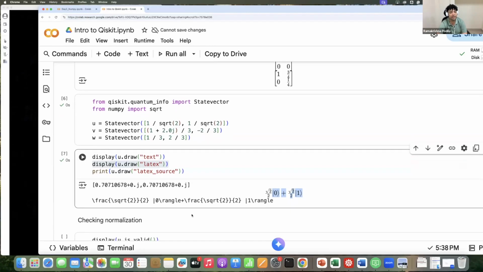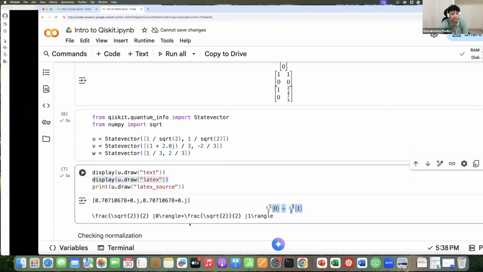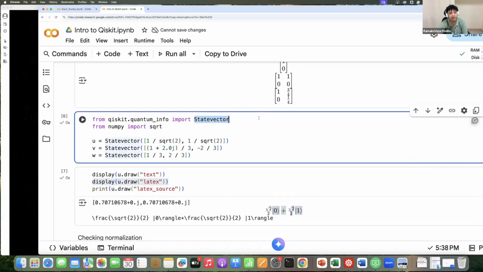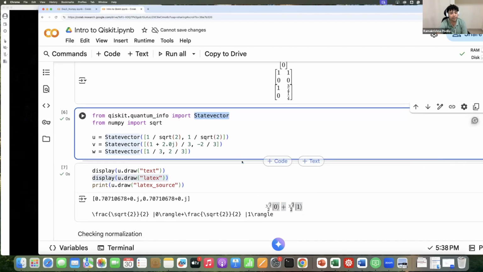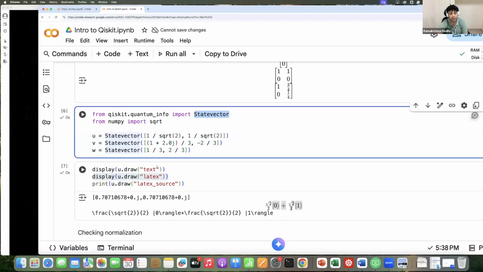You can see that. And we looked at normalization in NumPy. In Qiskit, there is a simpler way of looking at normalization. That is, we can ask whether this is a valid state vector, because we have explicitly defined what a state vector is. If it's a valid state vector, then it must have a total probability of 1, right?